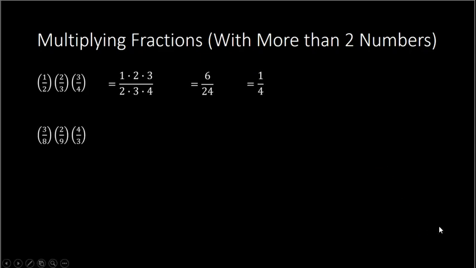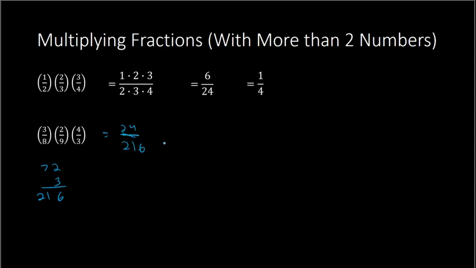Let's take a look here at one more example. We have 3/8 times 2/9 times 4/3. So again, when you multiply, you can multiply the tops together. So we have 3 times 2 times 4, which would give 24. So we have 24 on the top. And then on the bottom, we have 8 times 9 times 3. 8 times 9 is 72, times 3, we would have 216.